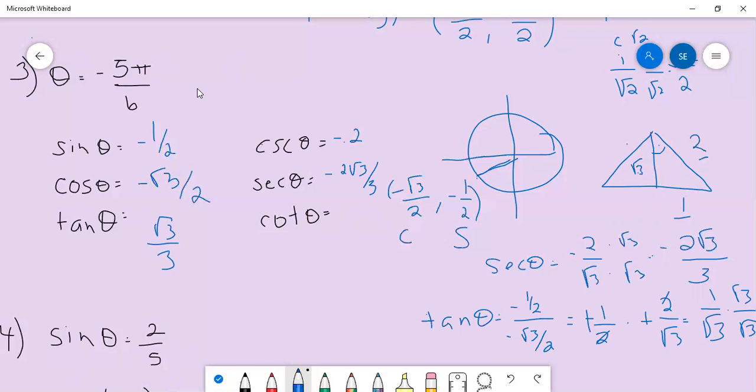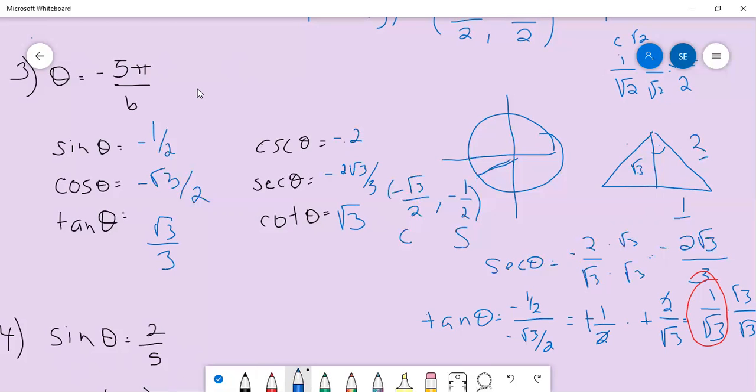And our cotan is 1 over our tangent. So I'm actually going to go back to this portion here before we normalized our denominator. So we have 1 over the 1/√3. So our cotan is just going to be the √3.